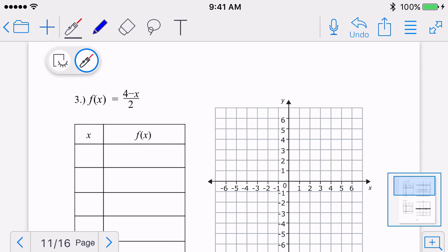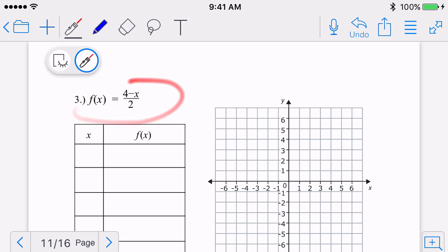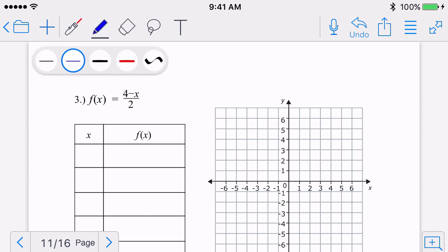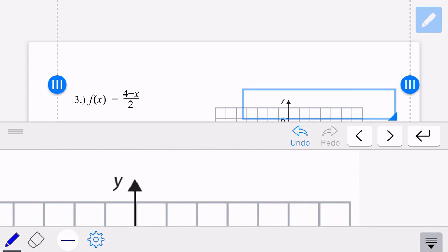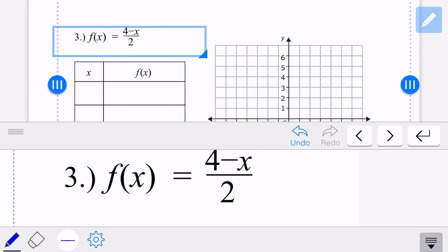With number 3, we've got this fractional function going on, but that's okay, don't be afraid of that. We would have 4 minus x, so we're subtracting our input from 4 first, and then you're going to divide by 2. Remember that fraction bar tells you to divide. So again, I'm going to pick -2 to +2 as my input.